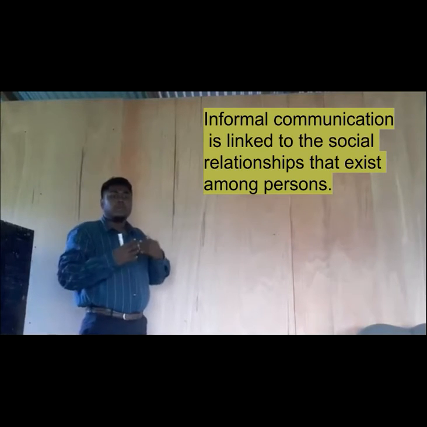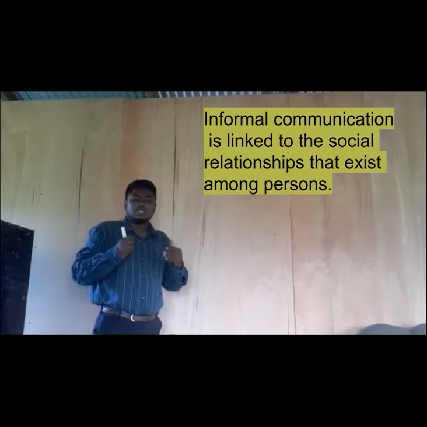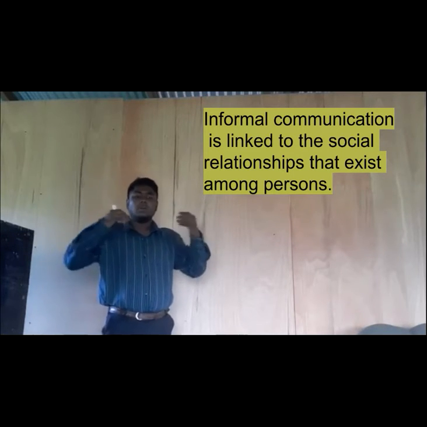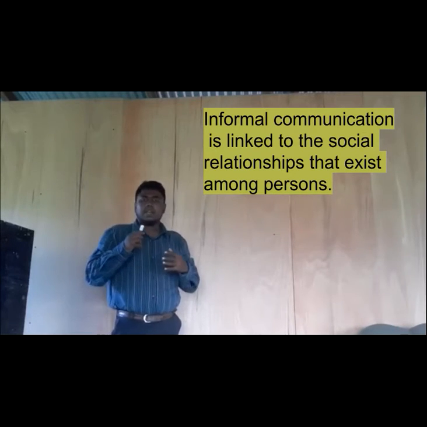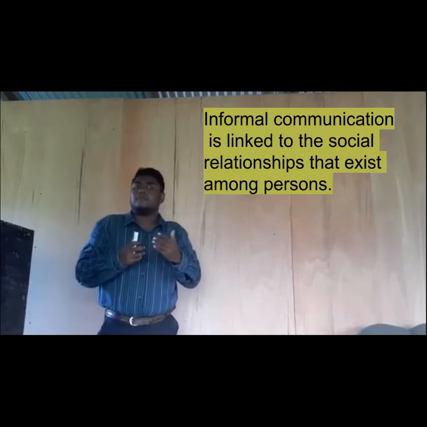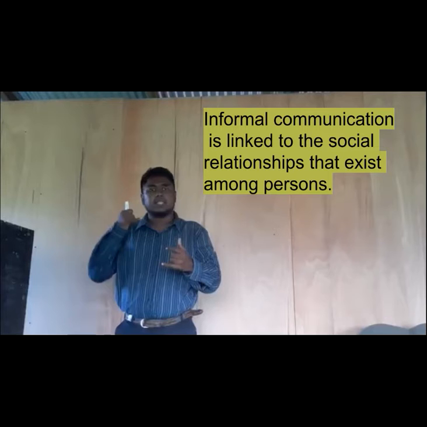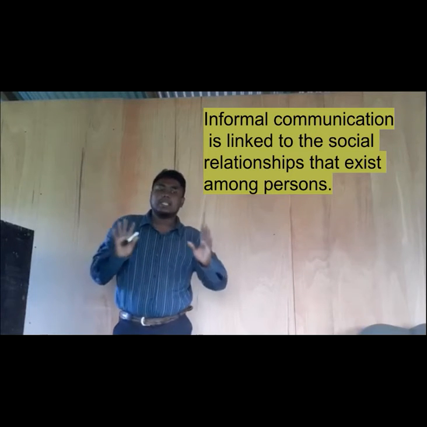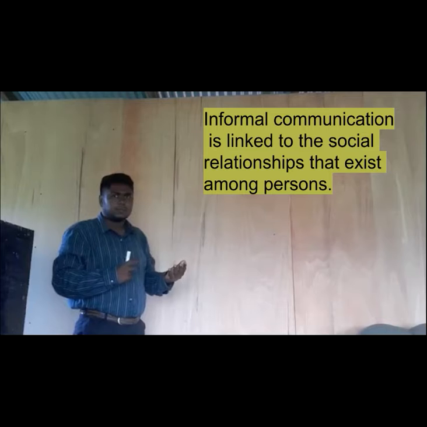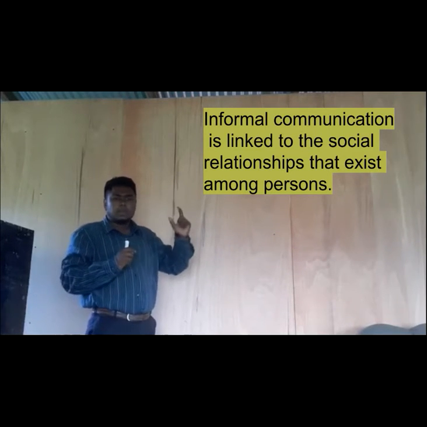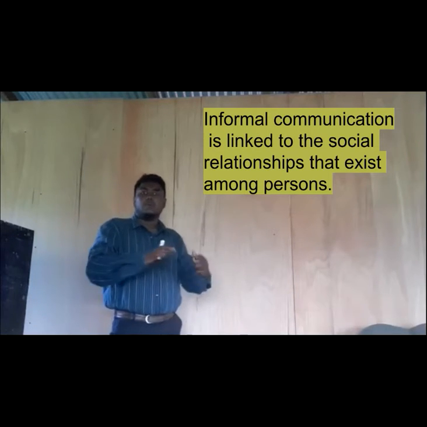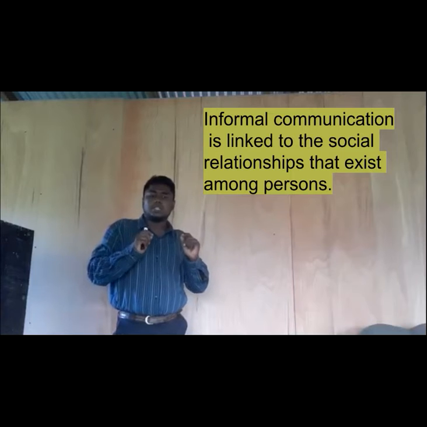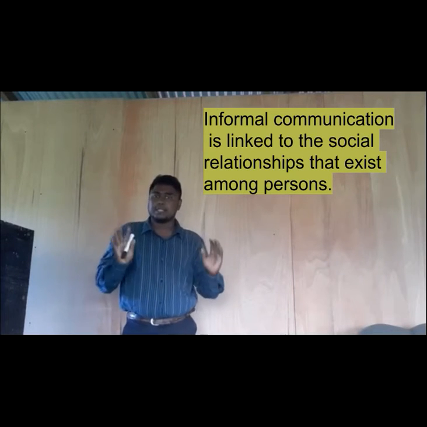And then we have informal communication. Informal communication is linked to social relationships that exist among persons. For example, you're having a conversation with your friend, or you're having lunch and discussing whatever aspect you want with your friend, or talking on the telephone with a friend or a family member. That is informal communication. So let's go over again. Formal communication follows official rules and lines of authority, whereas informal communication is more on a social relationship status. You guys, is that clear?